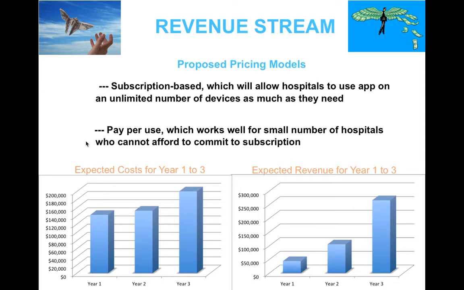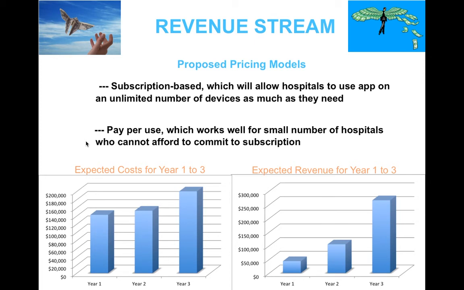In terms of revenue stream, there will be two pricing models. The more common model, we believe, will be subscription-based, whereby a hospital will pay about $1,000 per year and will be able to use the application an unlimited number of times on an unlimited number of devices. There will also be a pay-per-use model for smaller hospitals who do not want to commit to the $1,000 outlay in the first instance. They can pay about $5 to $10 per time that they use the application, and if it turns out that they like the application, then they can be moved on to the subscription-based model.